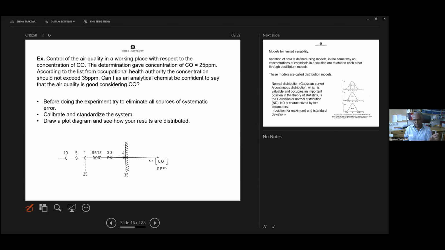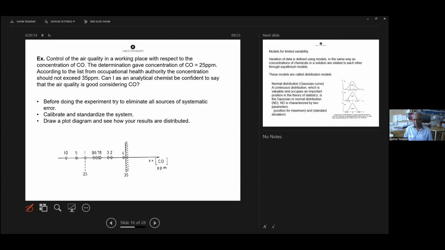And the determination gave a concentration of 25 ppm. We did only one measurement, so that's not enough. According to a list from the Occupational Health Authority, the concentration should not exceed 35. So the question is, can I, as an analytical chemist, be confident to say that the air quality is good considering carbon monoxide by doing only one measurement? No, I need to do a number of measurements.